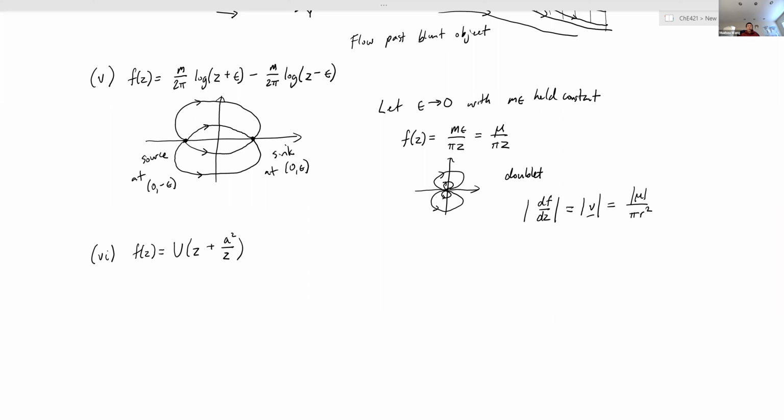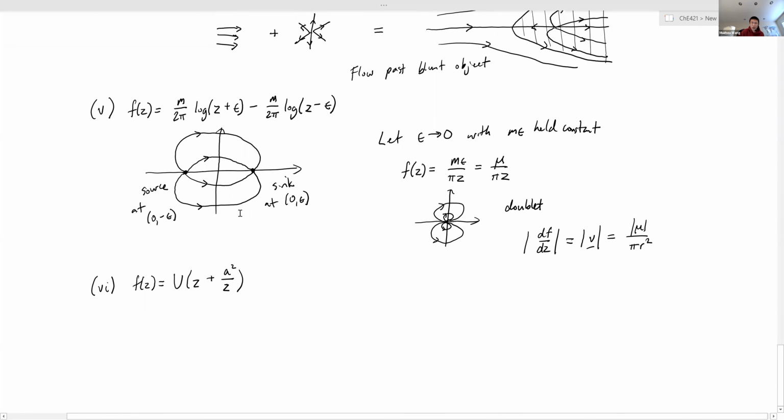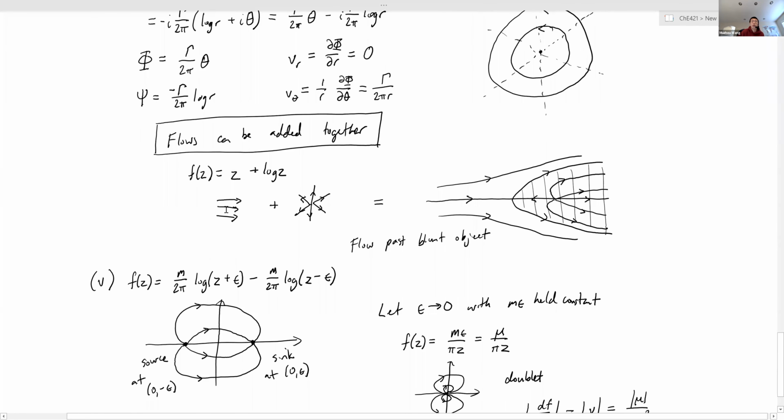You can maybe imagine what this actually corresponds to, right? Because again, you can add flows together. So U z is just flow moving in the positive x direction. It's the same idea as over here, right?